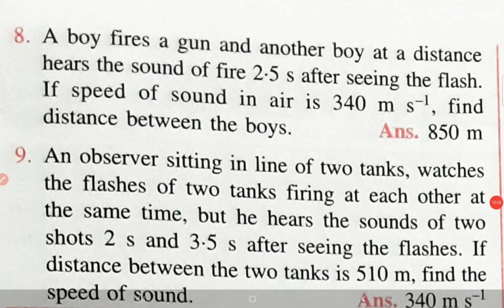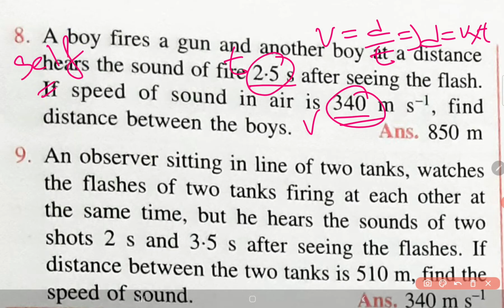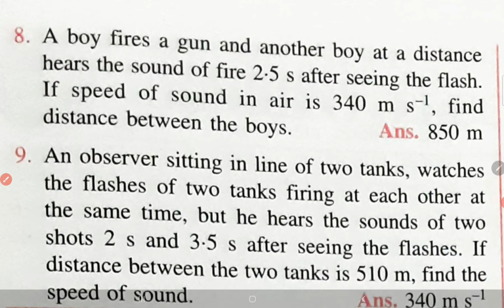Question number 8 reads: a boy fires a gun and another boy at a distance hears the sound of the fire after 2.5 seconds. So time given to us is 2.5 seconds. If the speed of sound in air is 340 meter per second, find the distance between the boys. Again using the formula v equals d upon t, I can write d equals v multiplied by t. Thus multiplying these two numbers, we should get the answer. So please try number 8 also by yourself. Going to the next number, which is number 9.